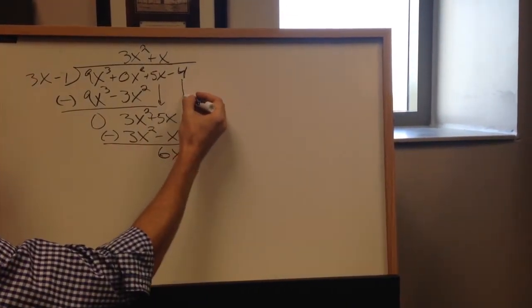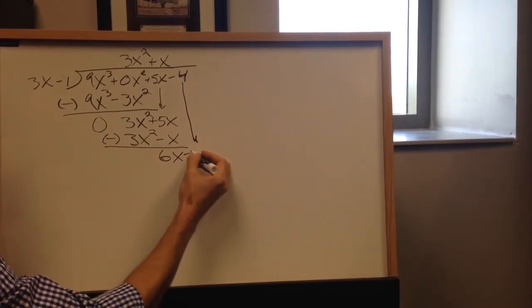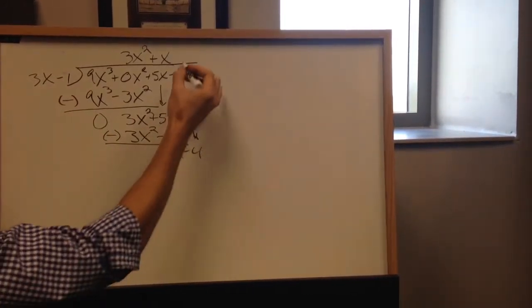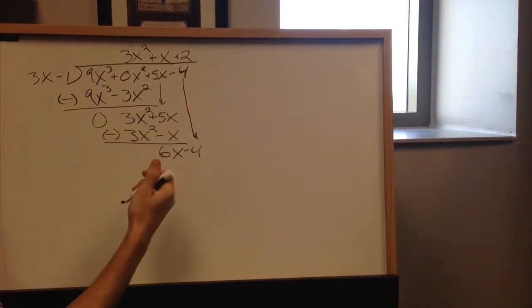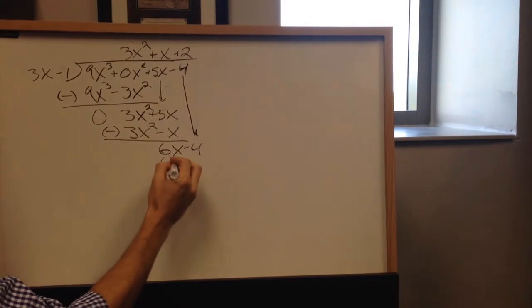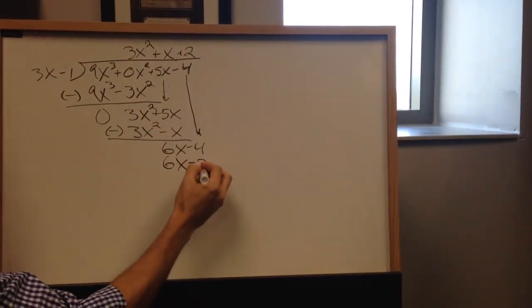The last time we're going to bring a value down is we'll bring down the negative 4. Ask ourselves 3x into 6x. That happens positive 2 times. And we multiply the 2 times the 3x minus 1 gives us 6x minus 2.